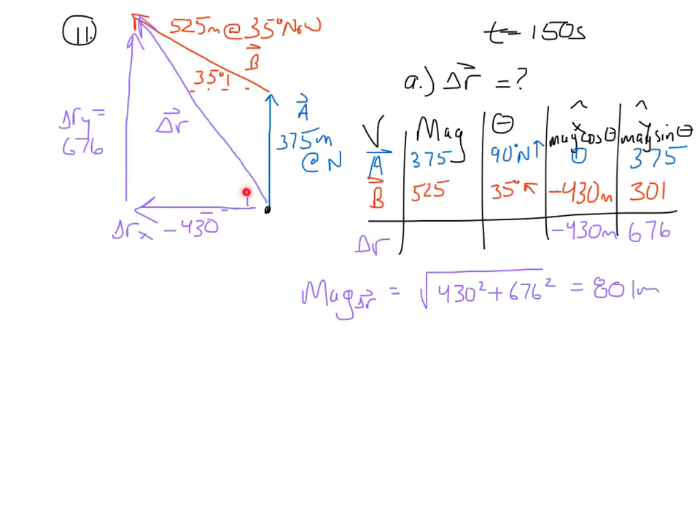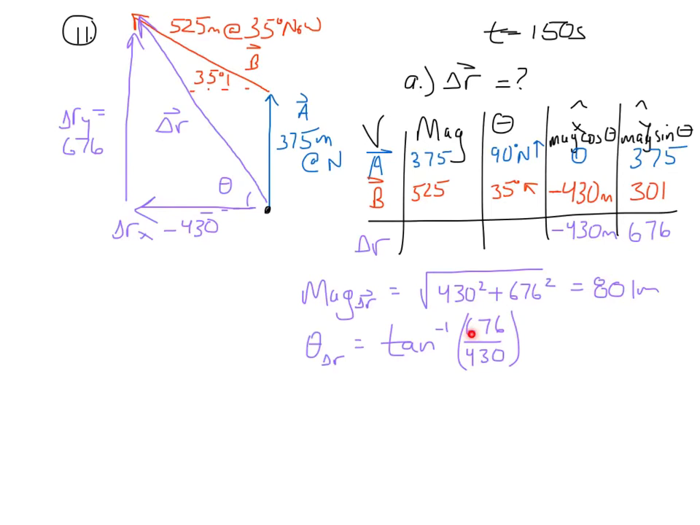All right, what is the direction? This theta right here, for delta r. For the theta of delta r, that's going to be the inverse tangent of the y over the x values. That's 676 divided by 430. Now I didn't put the minus in there because, of course, if you square a minus, it goes away. Here, you can just use the absolute values. It doesn't matter. We're just trying to get what that angle is. We can figure out what quadrant it's at later. So what's the inverse tangent of 676 divided by 430?